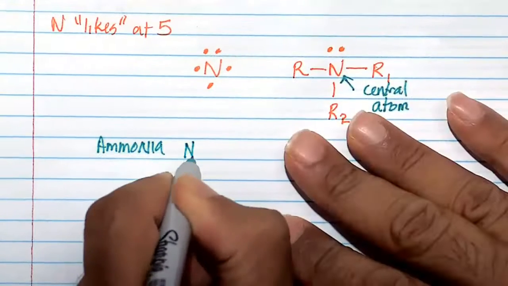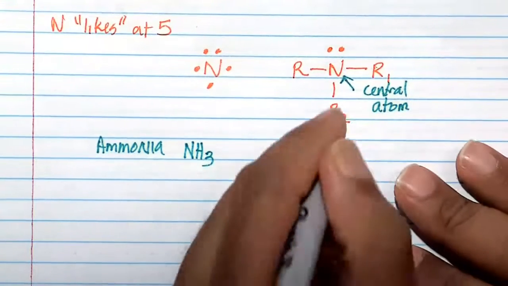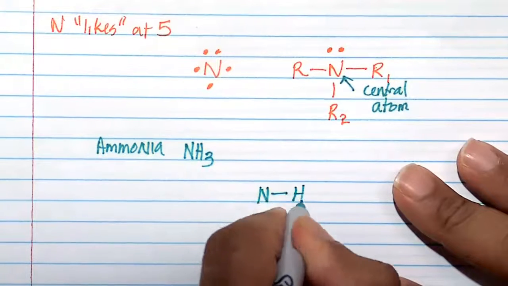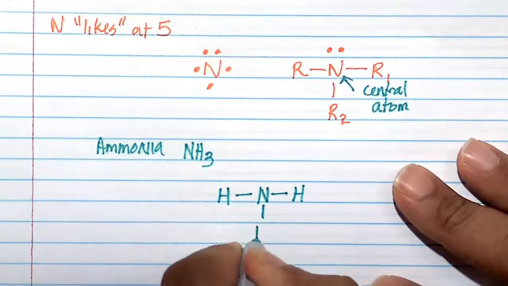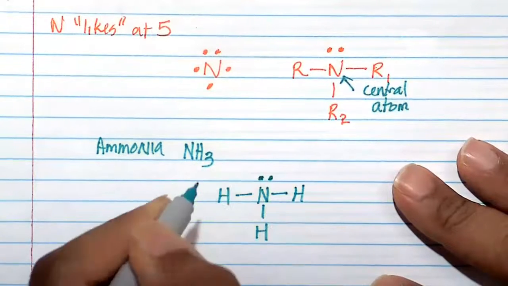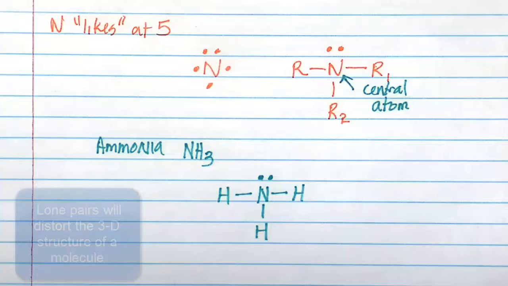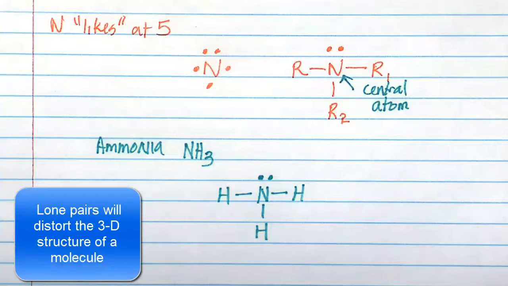Okay, so ammonia is NH3. So we can just substitute the substituents with hydrogens, and we'll get the correct, most prominent Lewis structure for ammonia. So don't forget that lone pair of electrons really are going to distort the geometry, because remember, Lewis structures also will have a 3D representation that we will go over in a later video.